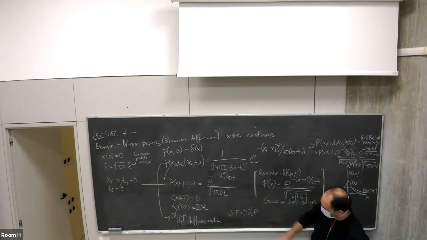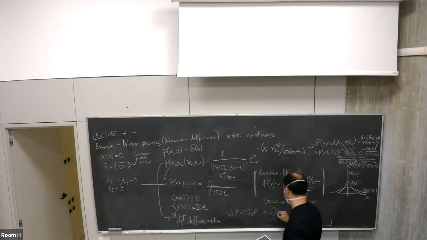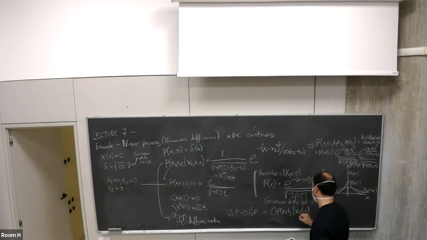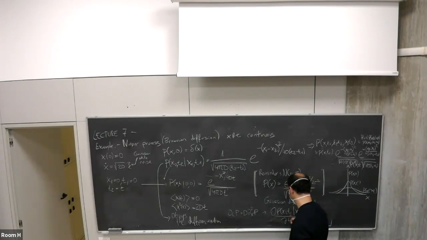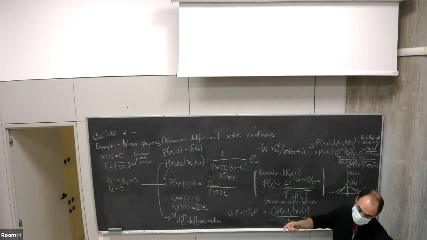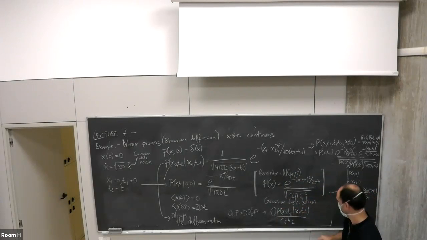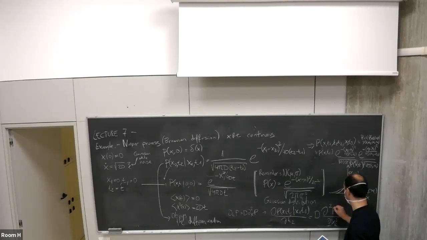What does this mean in this context? The partial derivative of P(x2 t2 given x1 t1) with respect to t2 is with respect to the time in the future. It's a bit strange with the derivatives backward in time. Remember, t2 is greater than t1. This is equal to D times the second derivative with respect to x2 squared of P(x2 given x1).